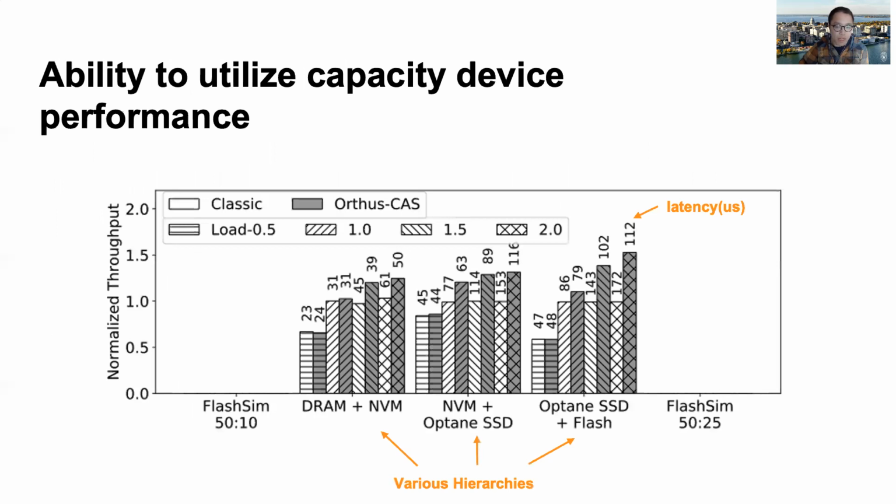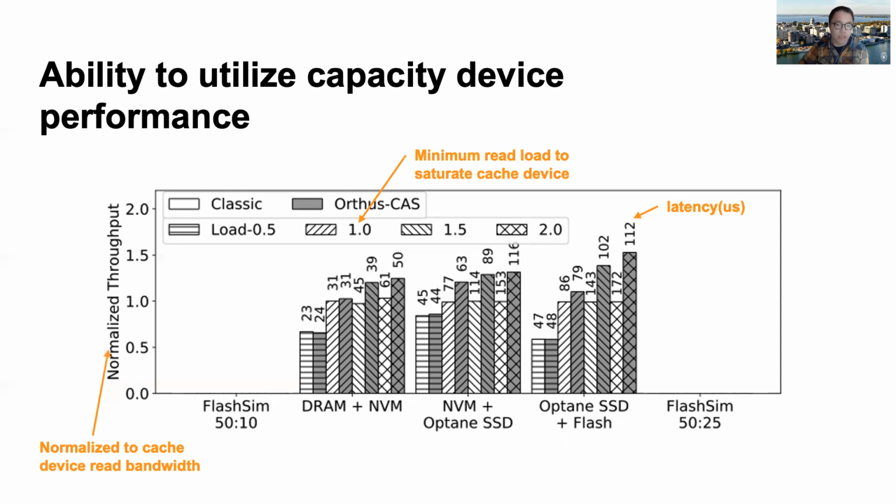The next group of results demonstrates the ability of Orthus to utilize the capacity device performance. In the figure, we present Orthus's performance in many different hierarchies, shown as different groups of bars. For each hierarchy, we looked into workloads with different intensity. We define load 1.0 as the minimum read load to saturate cache read bandwidth, and we scale that workload to generate other workloads.